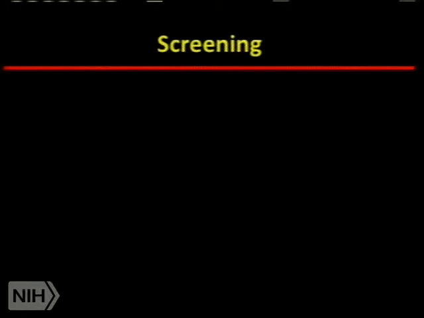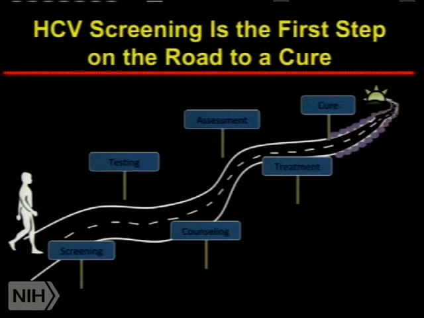So let me turn now to screening. And screening for hepatitis C is really the first step on the road to a cure for this disease. And once an individual is identified as being at risk for hepatitis C, the first step is to test that individual.